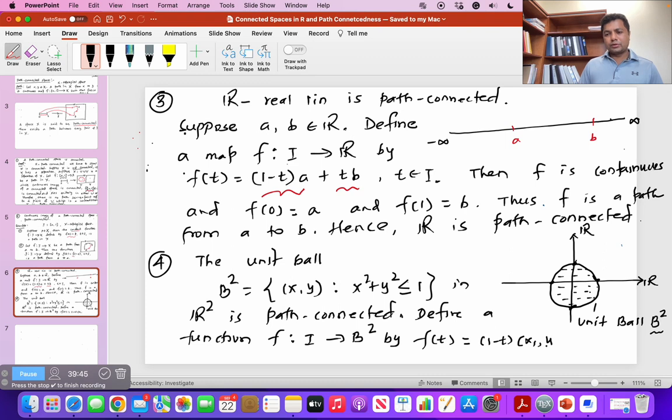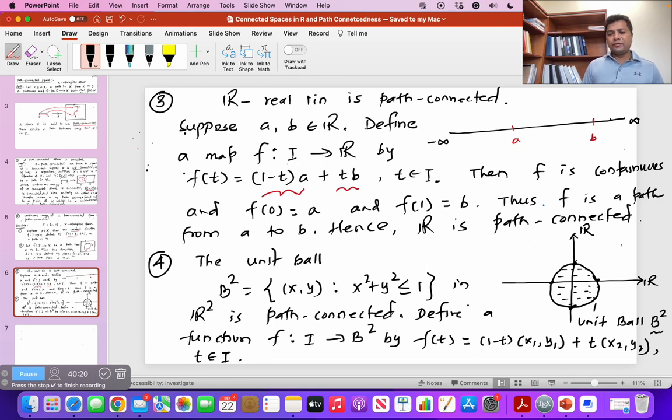Let's take those two arbitrary points on this ball B2. The first one is (x1, y1), and the second one is (x2, y2). Since we are in the plane, each point is an ordered pair. So (x1, y1) and (x2, y2) are two arbitrary points in B2, and t is in I.